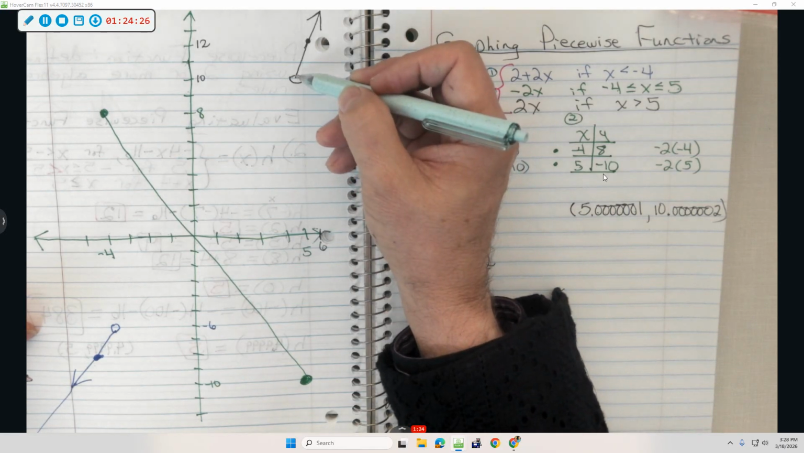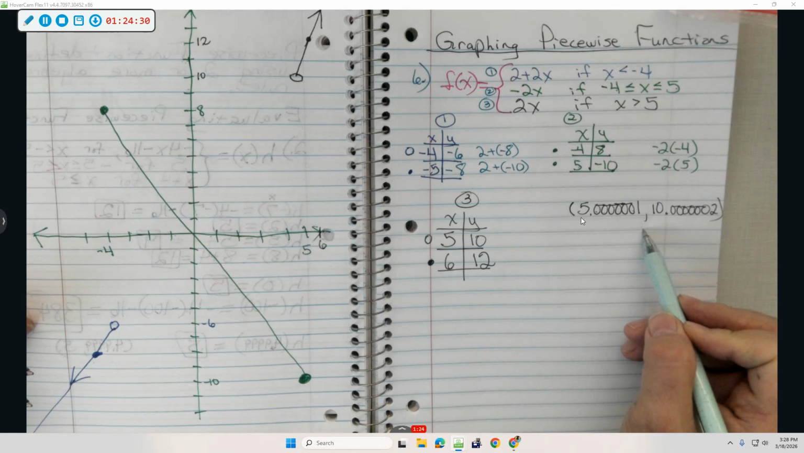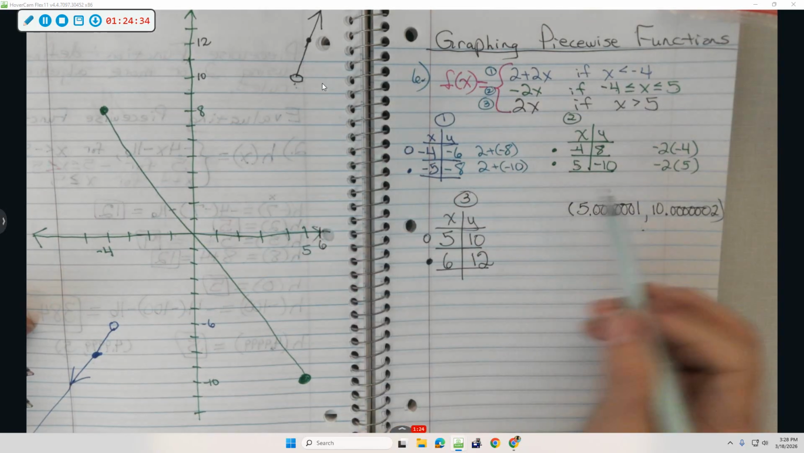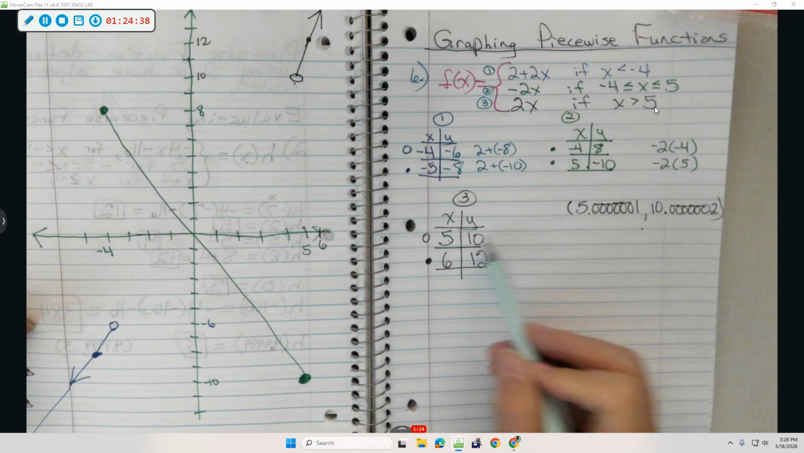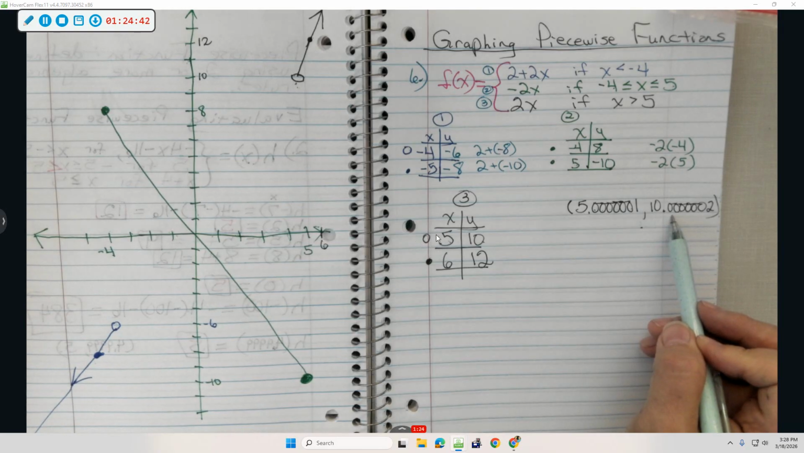It's just a little bit bigger than 10 to the naked eye. What does this point look like? It looks like 510. That's why you have to plug in that 5. Even though 510 isn't on the graph, there are infinitely many ordered pairs that to the naked eye look like 510 that are on the graph.